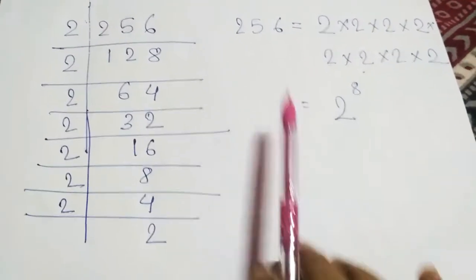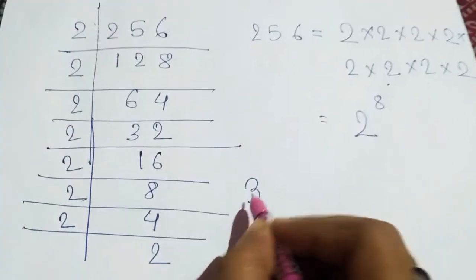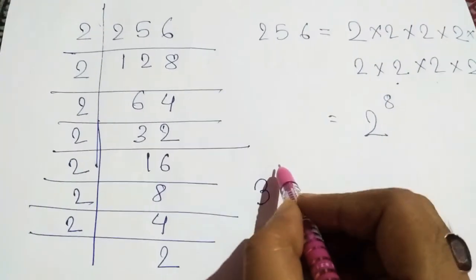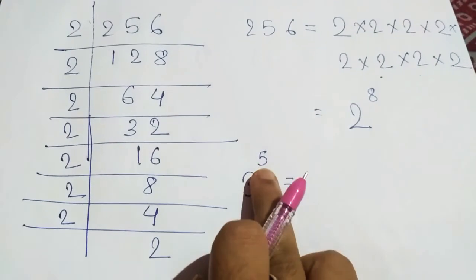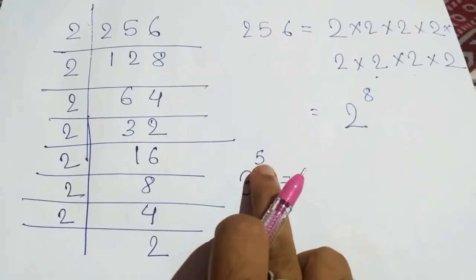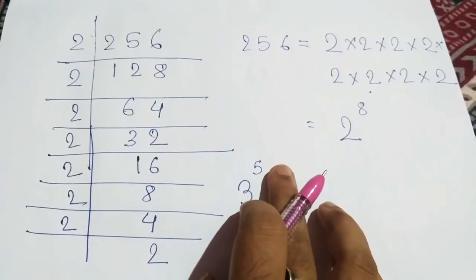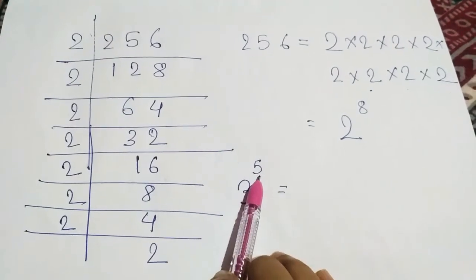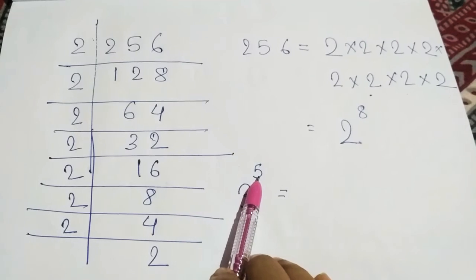Understood? And suppose that when you have to change any exponential form into expanded form, okay, suppose here this is 3 raised to the power 5 or 3 to the power 5, okay, both are ways to read it. So 3 raised to the power 5 or 3 to the power 5.